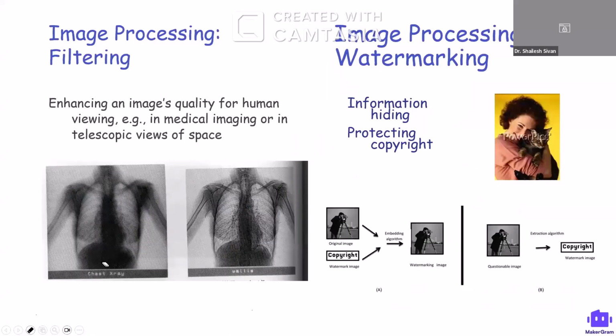Then in image processing, what all things can we do? I'm just going through these things in a very quick manner. The first one is called filtering. Filtering is nothing but enhancing the image, and we are going to discuss filtering in a detailed way. Then image watermarking. Watermarking is embedding a text into an image.